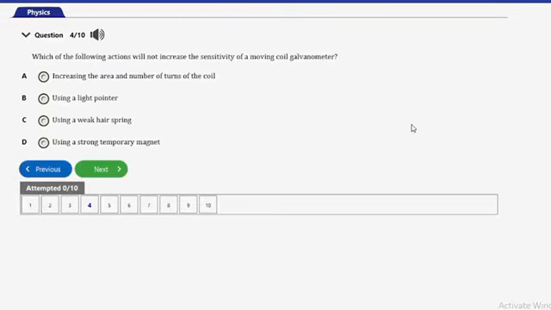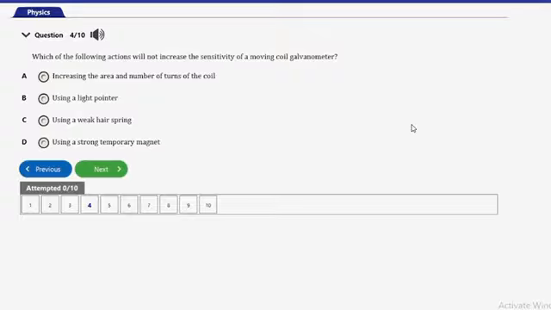It says, which of the following actions will not increase the sensitivity of a moving coil galvanometer? So we have A, increasing the area and the number of turns of the coil, B, using a light pointer, C, using a weak hairspring, D, using a strong temporary magnet.